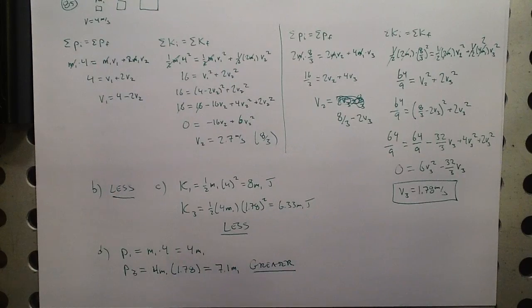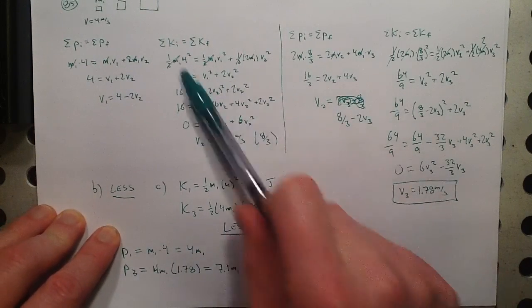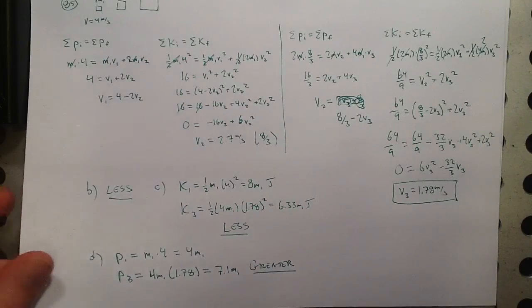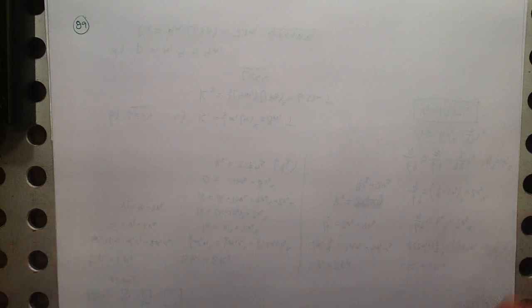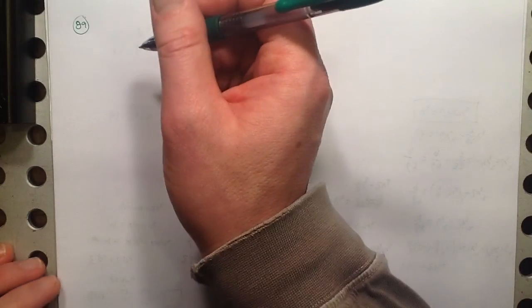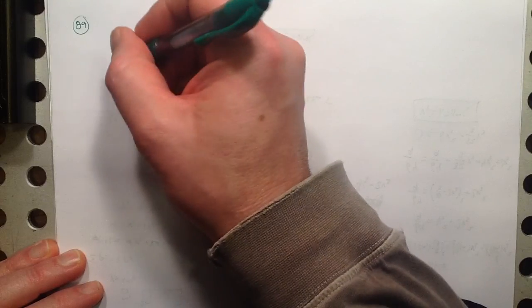All right. That's a lot of work, a lot of algebra to do there. Good practice. Now, number 89. All right. We have a 1,400 kilogram car moving at 5.3 meters per second. It's initially traveling north.